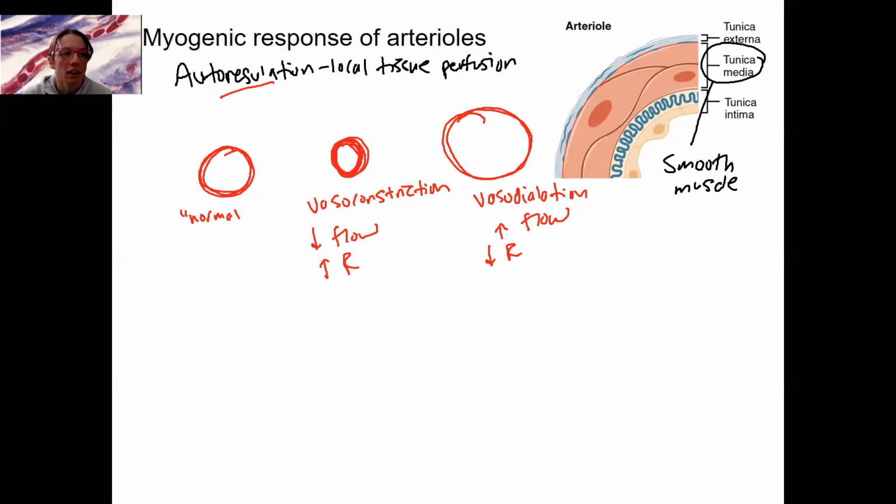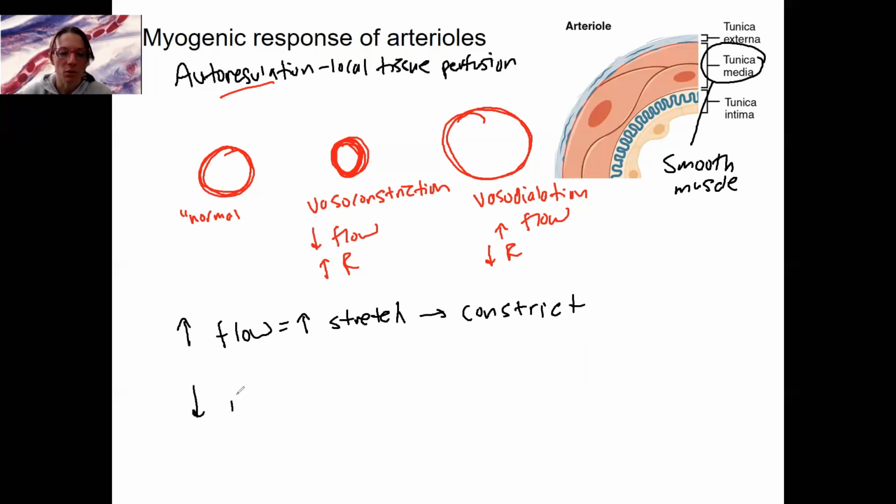So with myogenic, what we have is a reaction to the stretch of the smooth muscle. I'm going to choose a different color here. We have increased flow. We're going to have increased stretch. And this is going to cause the blood vessels to constrict. This vasoconstriction is reducing blood flow. So negative feedback, look at that. It's a kind of protection mechanism to respond to this increase in flow.